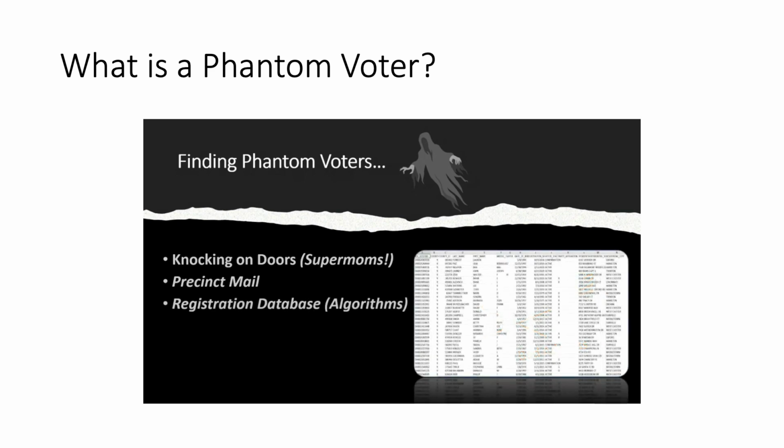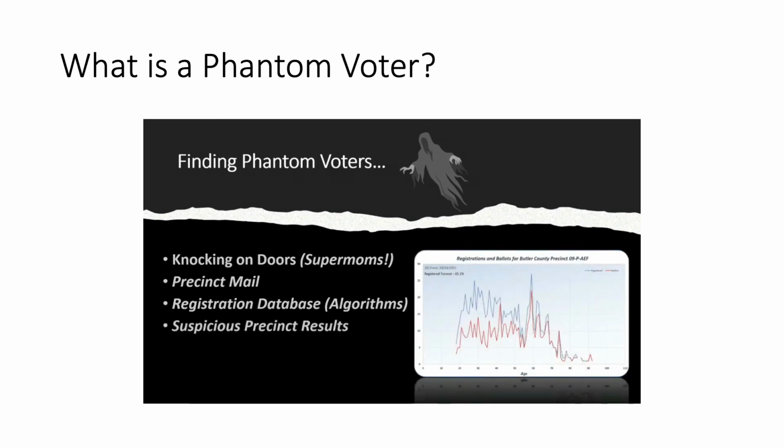Another way is to use the registration database itself. You can run algorithms which identify likely phantom voters. You can examine the registration database right down to the precinct level and see all sorts of suspicious activity that you can follow up.